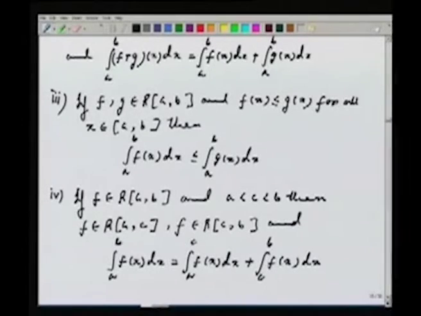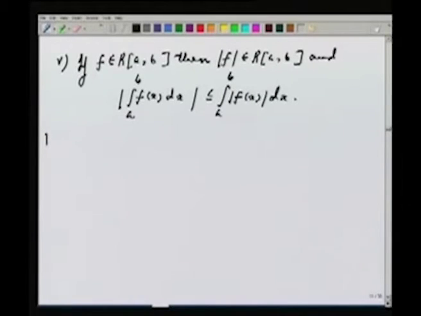Now here most of the results we will not prove because they are very standard and follow in the standard way from the definition of the Riemann integration. You can try it out yourselves. So what I will do is, I will try to prove only 3 and 5 because that is what I need now.